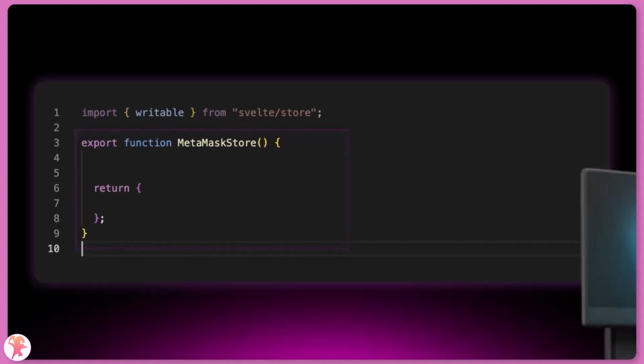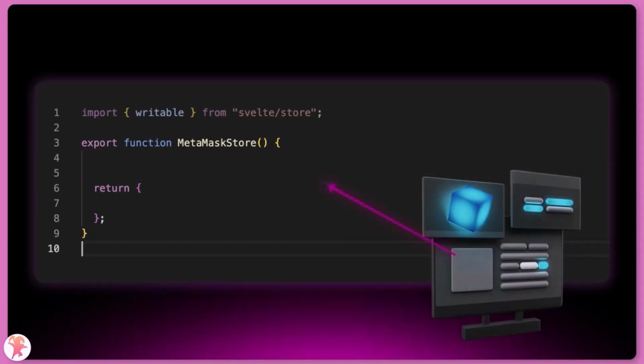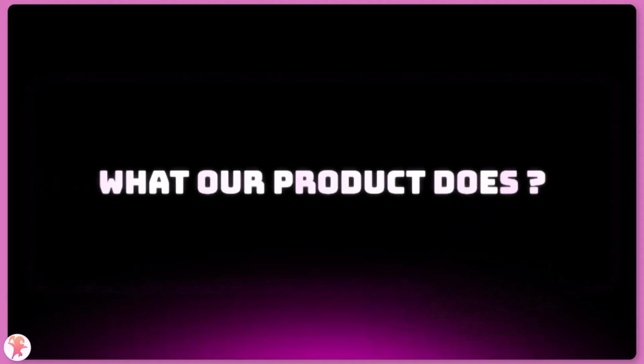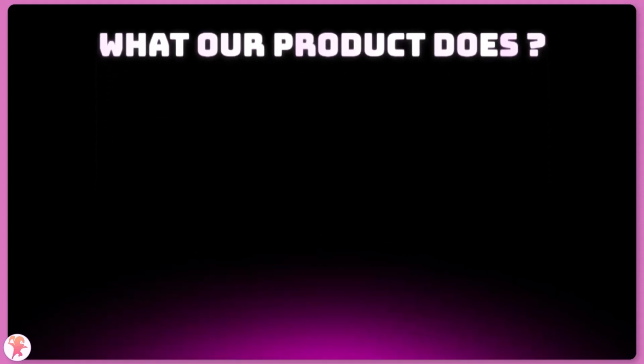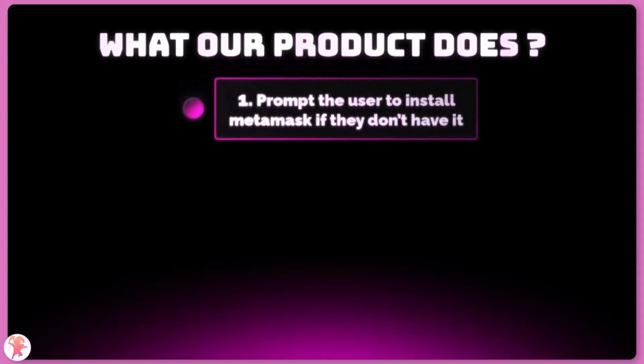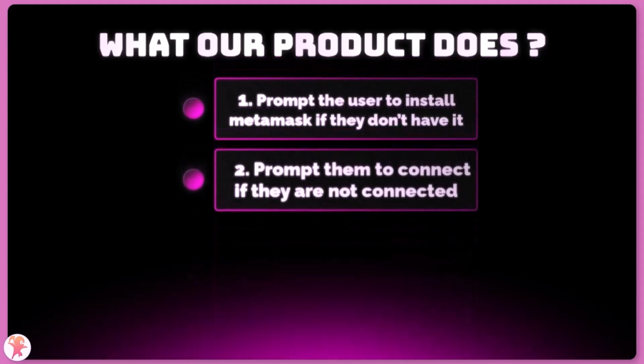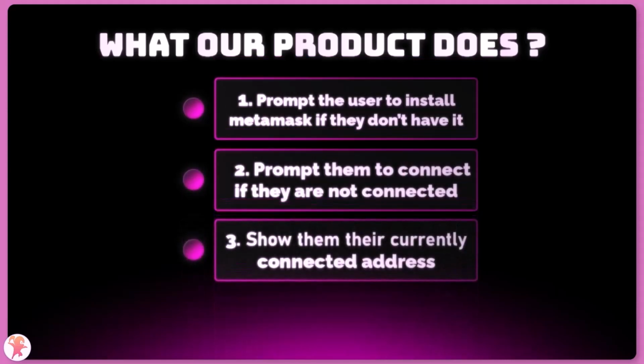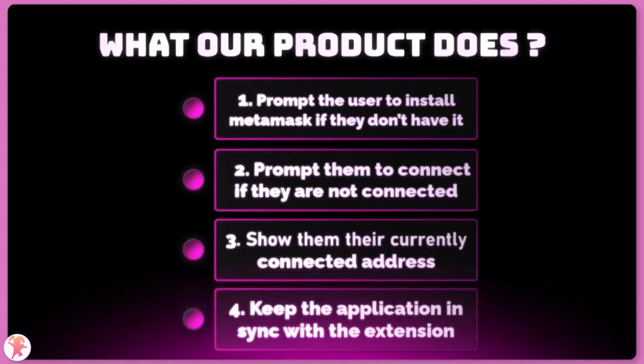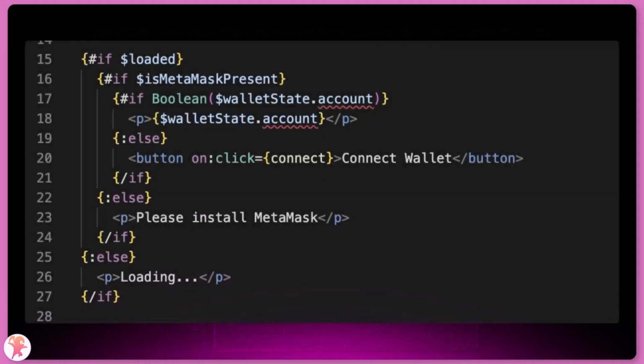Whenever you code an application, you should think of the product first, and that means driving your logic from the needs of the feature. So let's imagine how our UI will behave. We will want to implement the following behavior. First, we will prompt the user to install MetaMask if they don't have it. Secondly, we'll prompt them to connect if they're not connected. Third, we will show them the currently connected address once they're connected. And lastly, we will keep the application in sync with the extension to avoid any confusion for the user. This flow would look a little bit like this if we think of the conditional rendering in our application.